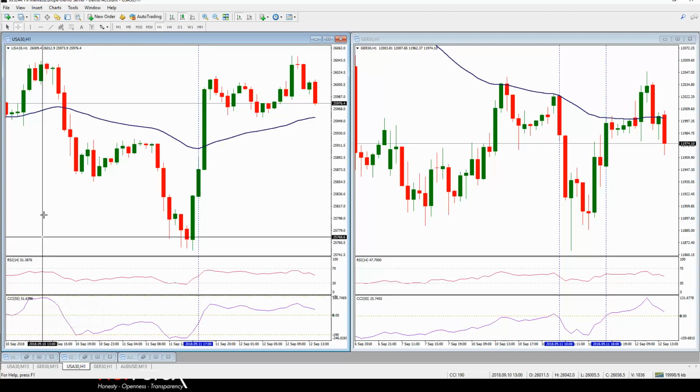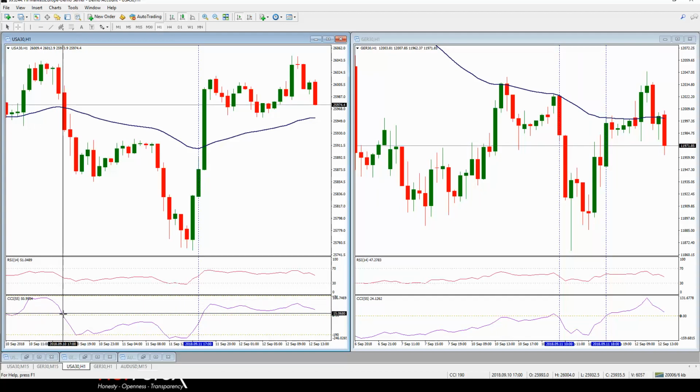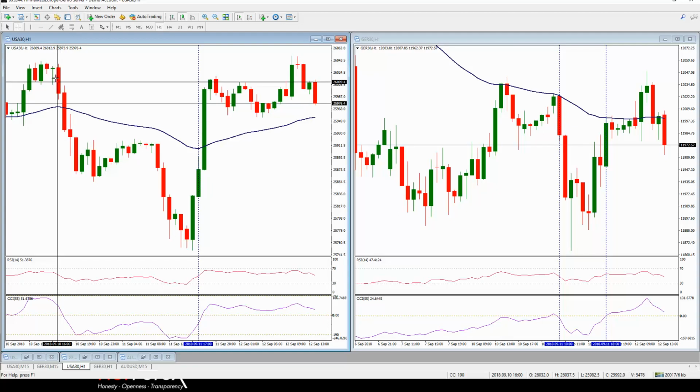Here you can see this. We've rejected this top. We haven't got to the 190, and we've turned down. At this point, we break the zero line. Actually, that line there is zero. So that would be a short, a potential short system because we've got the momentum.